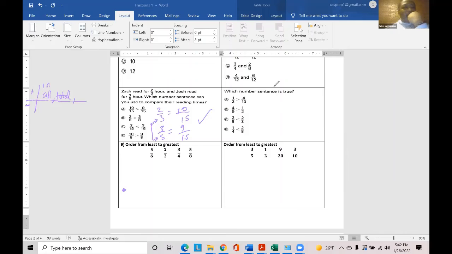Okay, all right. So tell me, in order to go from least to greatest, what do we need to be able to do? I just kind of told you. I want to see which one is the smallest and which one is the largest. I have these fractions with different denominators. How can I figure out which number is larger and which one is smaller?